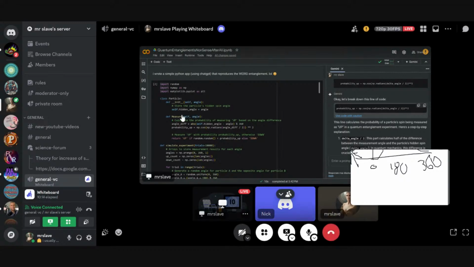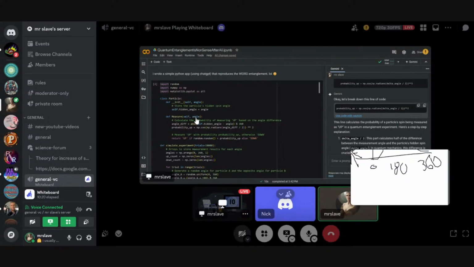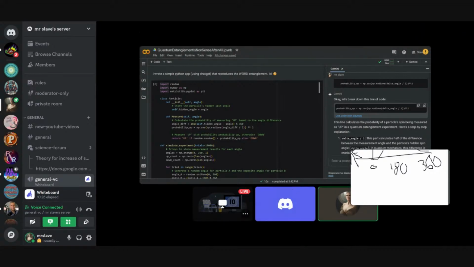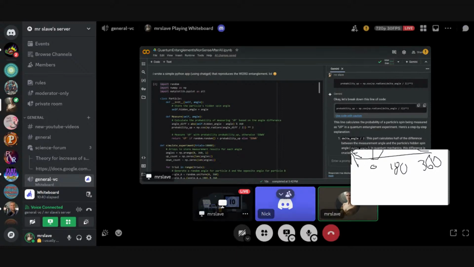Anyway, Einstein was right. If you just have a hidden angle, everything works out. All you need to do is this cosine squared. But don't let the cosine squared scare you. That has nothing to do with entanglement. The point is that the particle doesn't need any information from the other particle. There's no need for any communication.